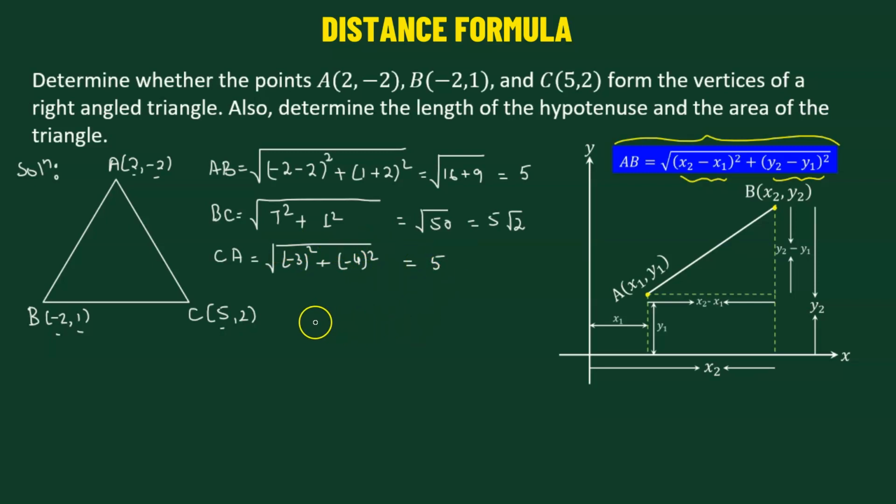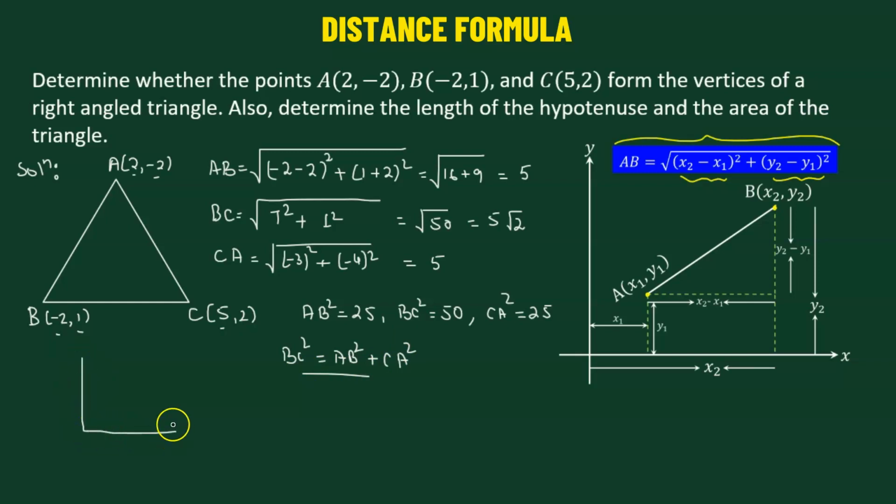Fine. Now clearly we'll square each of the sides. So AB squared is going to be 25. BC squared is going to be equal to 50. And CA squared is going to be equal to 25. Now clearly we see that BC squared equals AB squared plus CA squared. And this is the criterion for the Pythagoras theorem. So that means we have successfully shown that ABC is a right angle triangle.